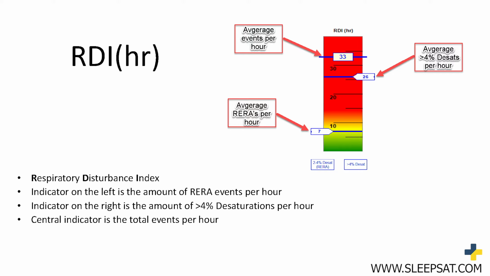The RDI, or Respiratory Disturbance Index, is broken down into two sections and a total. The indicator on the left is the amount of RERAs per hour. The indicator on the right is the amount of greater than 4% desaturations per hour. Finally, the center indicator is the total events per hour.